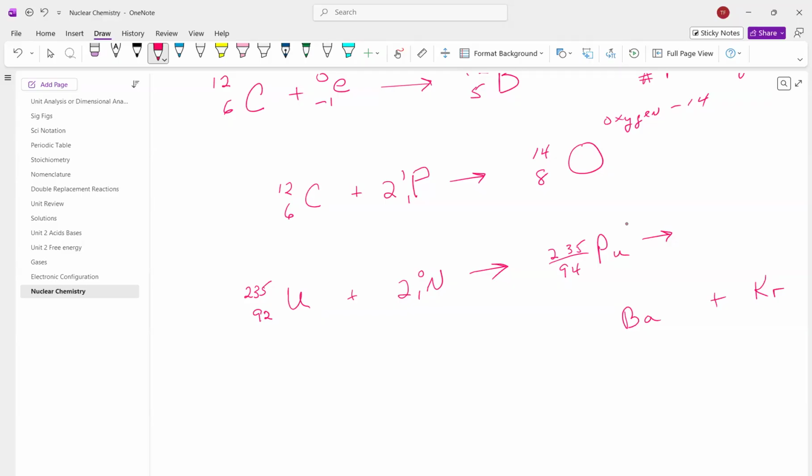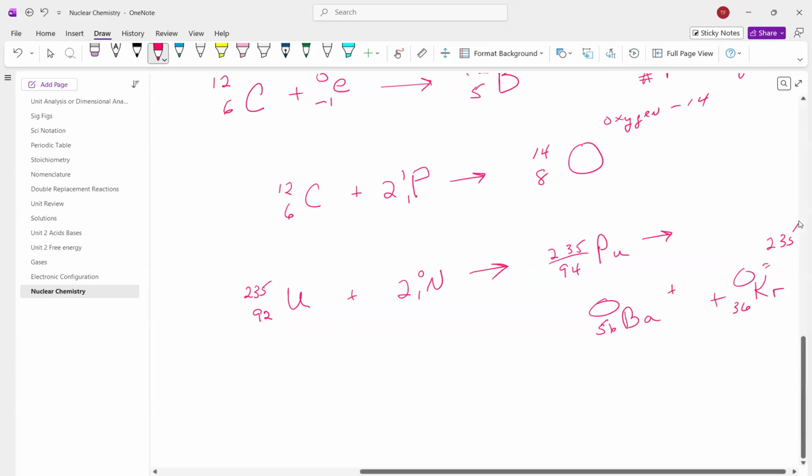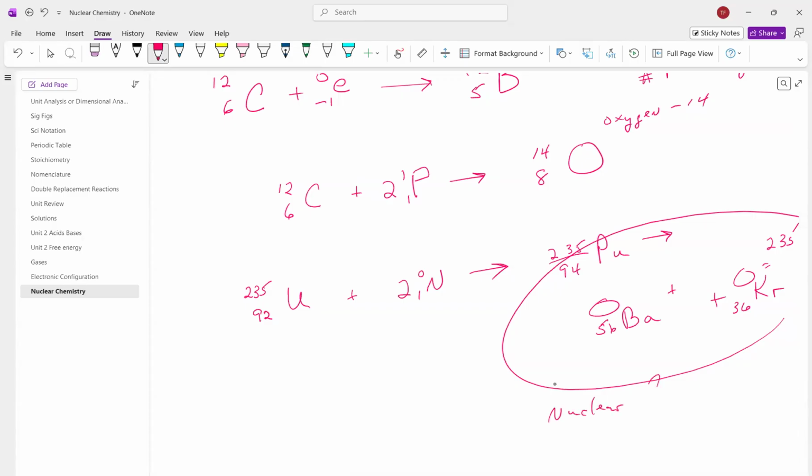And then barium is what, 56. And krypton is 36. And then this, so the top numbers have to add up to 235. This is what a nuclear reaction goes through. So this is called nuclear fission.